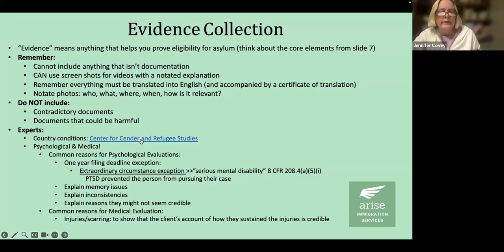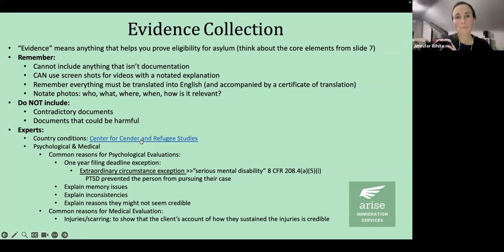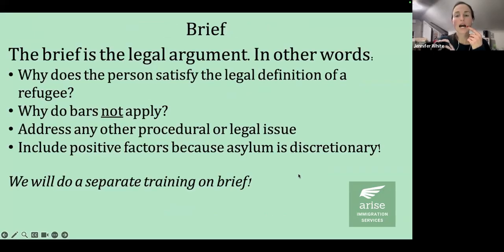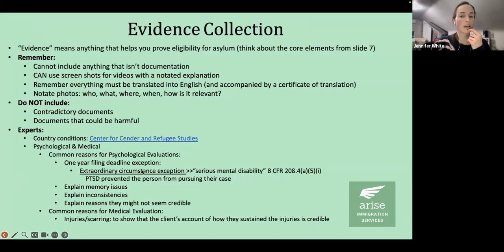For the extraordinary circumstance exceptions, that vary by circuit. So it's regulatory. It's 8 CFR 208.4. The site is actually in the slide here. Oh, sorry. So the actual exceptions are regulatory. I'm not aware of any circuit precedent interpreting those exceptions. They might exist, I'm just not aware of it.